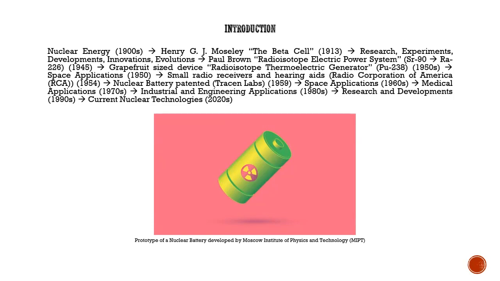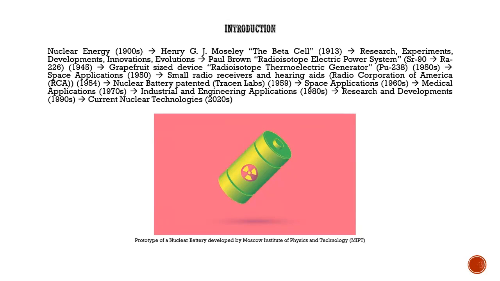Then in 1954, the Radio Corporation of America developed small radio receivers and hearing aids. Later in 1959, the nuclear battery was actually patented. Before that, no patent was done, but in 1959 the first battery was patented by Tritium Labs. After that, in the 1960s, it was mainly used by the USA and Russians for space applications. In the 1970s, it was also used for medical applications, and in the 1980s, for industrial and engineering applications.